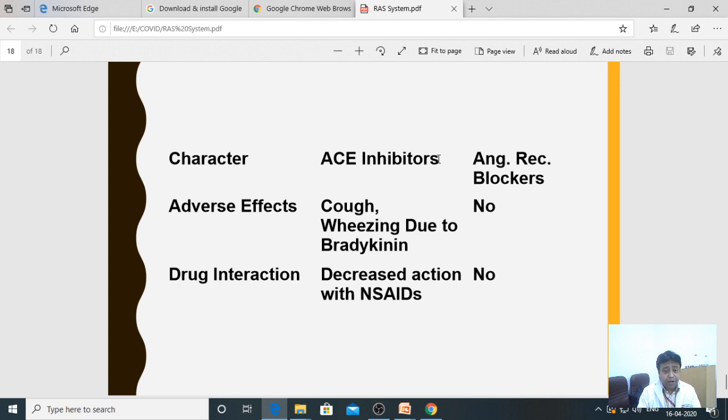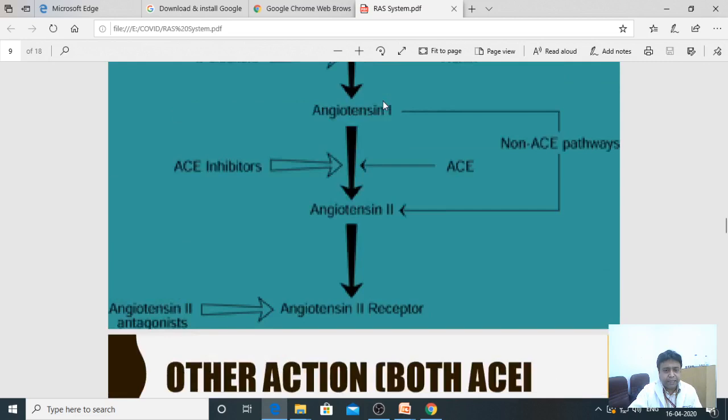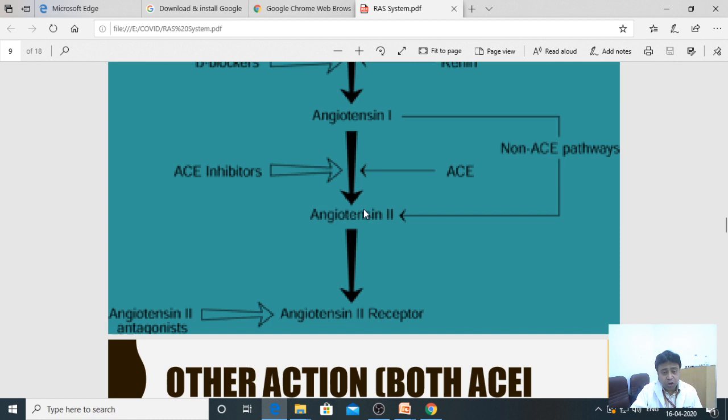Because I told you about this angiotensin converting enzyme. Just to pull up the slides again, this angiotensin 2, which has been formed, can also be acted upon by another enzyme known as ACE2, which is angiotensin converting enzyme type 2, which converts this into a substance known as angiotensin 1-7.